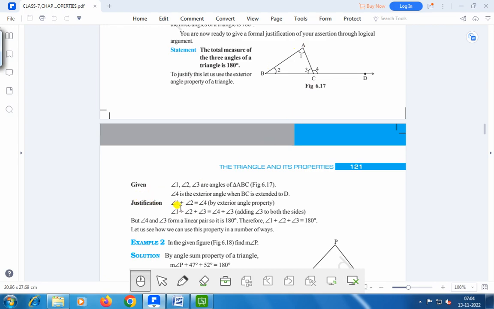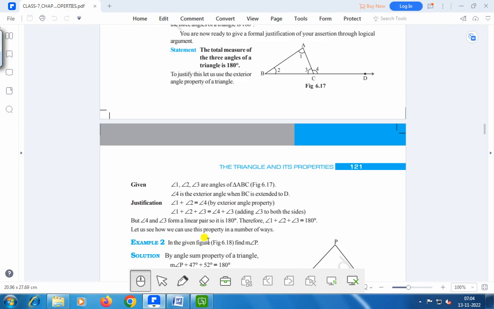But the justification is angle 1 plus angle 2 is equal to angle 4 by the exterior angle property. And here you see that angle 1 plus angle 2 plus angle 3 is equal to angle 4 plus angle 3, adding angle 3 on both sides. But angle 4 plus angle 3 form a linear pair, so it is 180 degrees. Therefore, you can say that angle 1 plus angle 2 plus angle 3 is equal to 180 degrees.